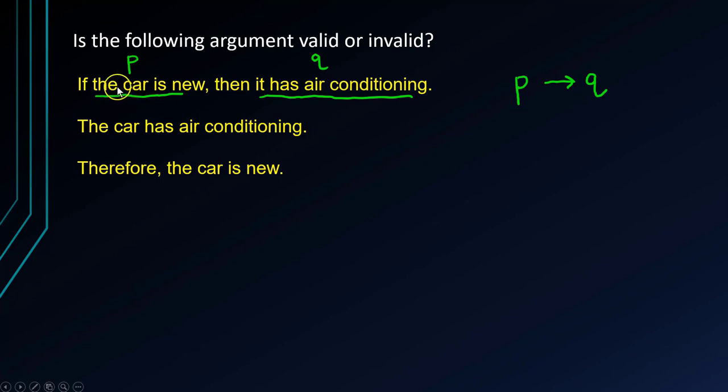You're going to see here, the car is new. So I'm going to let P be the car being new, Q being it has air conditioning. So if P then Q, the car has air conditioning, so that's Q again. The argument being made is, therefore P has to happen. Well, you're dealing with the converse here. You're basically saying, if P then Q, then if Q happens, P had to have happened. That's not necessarily the case.